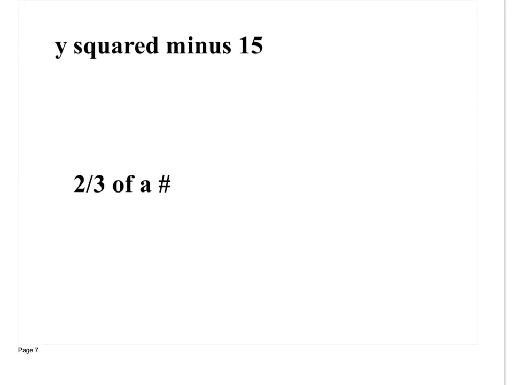All right, write those down. So they give me y squared minus 15. Y squared, okay, squared is a common saying for raised to the 2nd power. Minus 15. So I write it just like that. 2/3 of a number, I'd write just like this: 2/3 times x, or 2/3 times n, or whatever I want to put for the variable. Any questions?